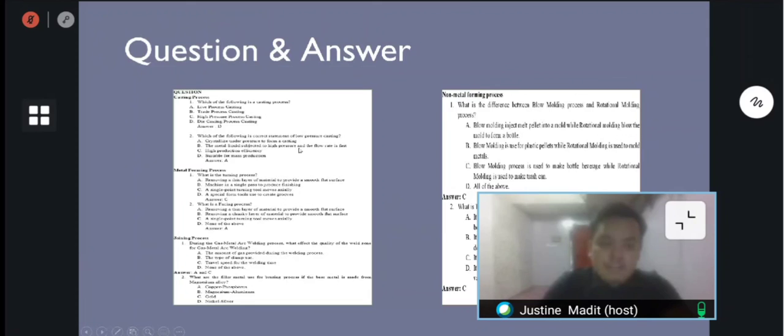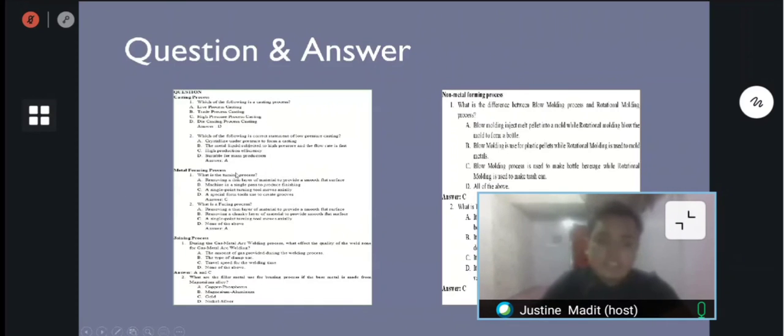Number two is which of the following is a correct statement of low pressure casting? B: the metal liquid is subjected to high pressure and the flow rate is fast. As you can see, the metal liquid is subjected to high pressure, but the name itself is low pressure. Then B is certainly not the correct answer. We go to C, high production efficiency. Low pressure casting is basically a more traditional way of casting where high production efficiency is certainly not the case. And D, suitable for mass production. No, this is certainly not the answer. Then the only answer left is A, crystallize under pressure to form a casting. That is the correct answer for question number 2 for casting process.